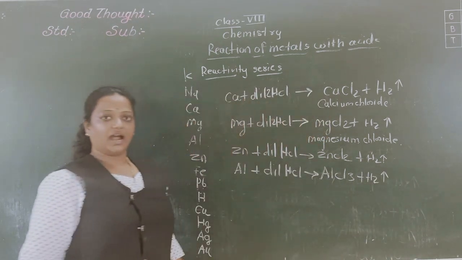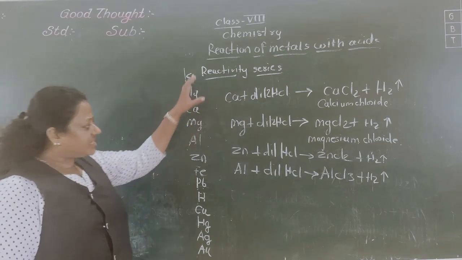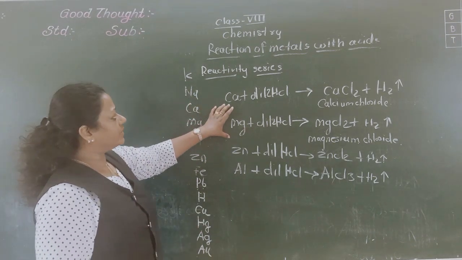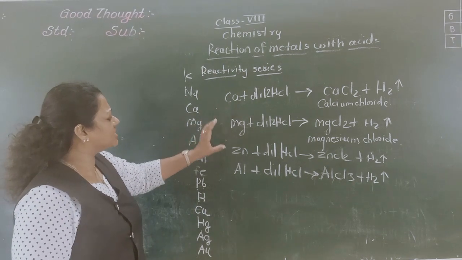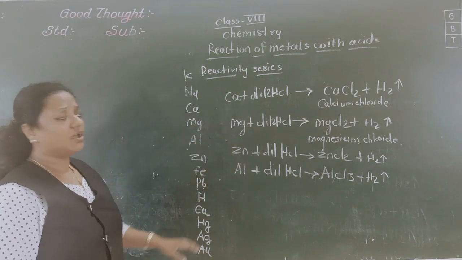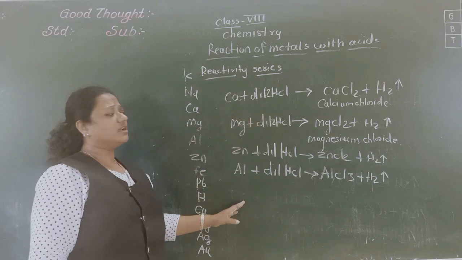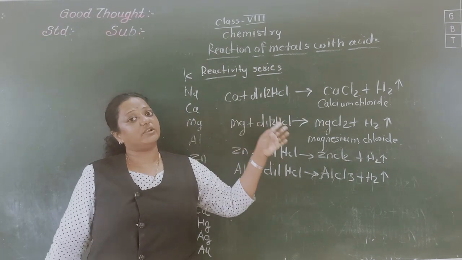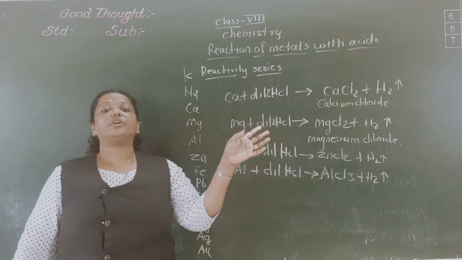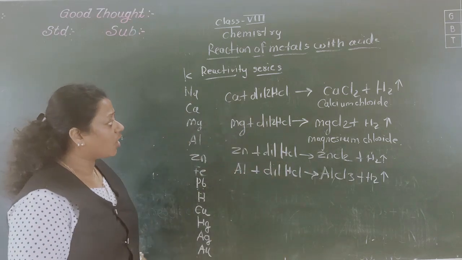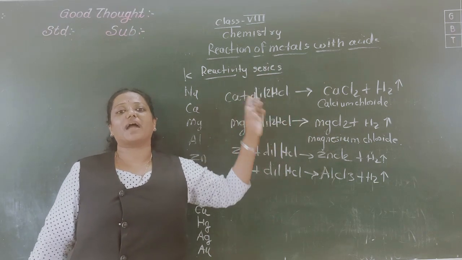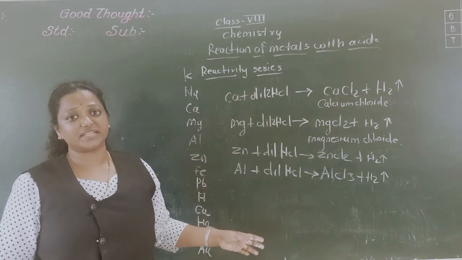hydrogen gas. Understood, students? So from this example, you might have come to know that whenever calcium, magnesium, zinc, aluminium, ferrous, whenever all these metals react with either dilute hydrochloric acid or dilute sulfuric acid, they are going to form their respective salt with release of hydrogen gas. I hope it is clear for you.